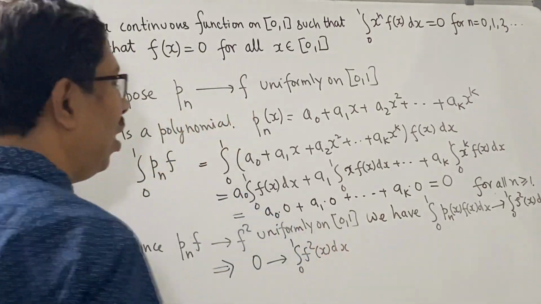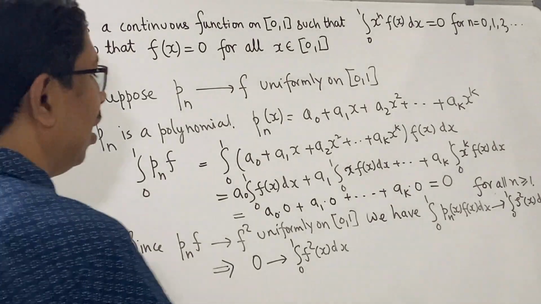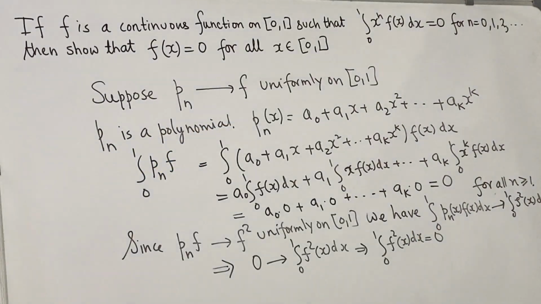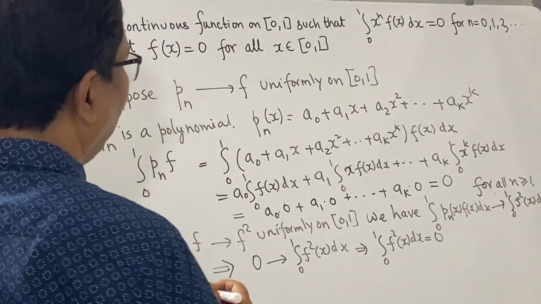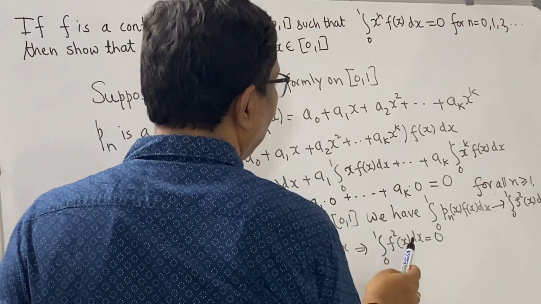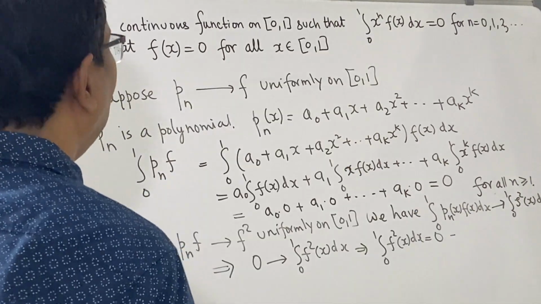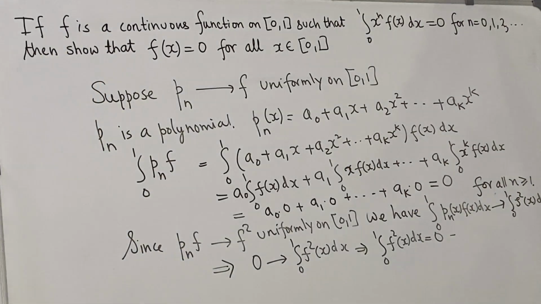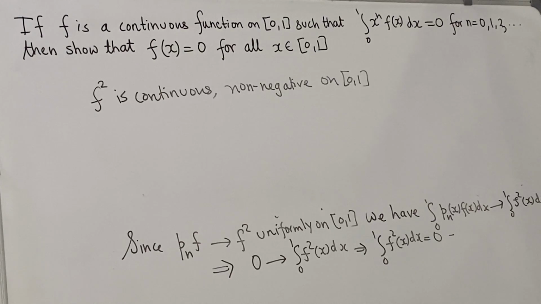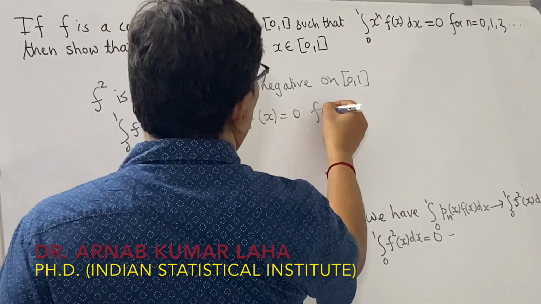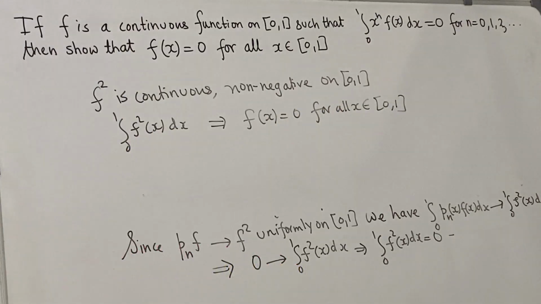Now, this can only happen if the integral from 0 to 1 of f squared(x) dx is equal to 0. So we have shown that the integral from 0 to 1 of f squared(x) dx is equal to 0. Now, since f is continuous, f squared is continuous and it is non-negative. Integral of a continuous non-negative function being 0 means that the function itself must be 0 for all x. This is what we are required to prove.